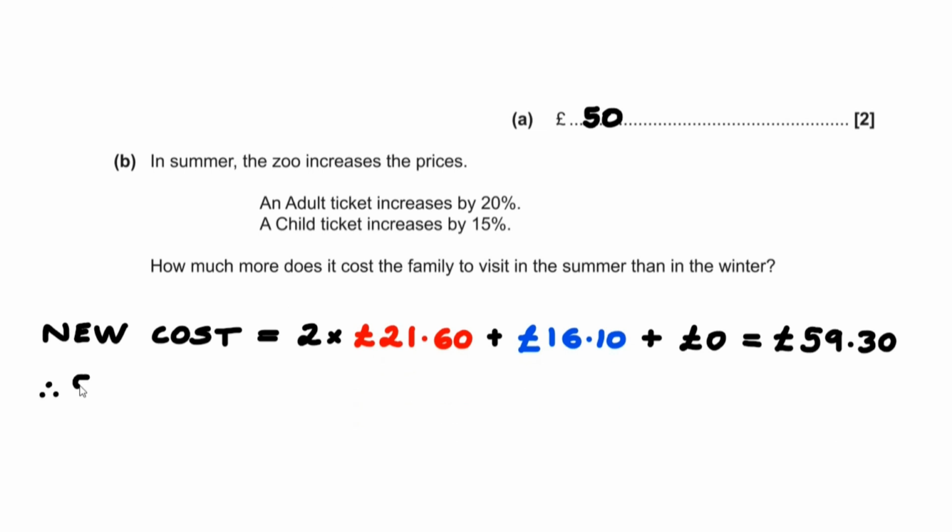So therefore, I've got £59.30, subtract the original £50, so that's equal to £9.30. So it costs £9.30 more in summer than in winter.